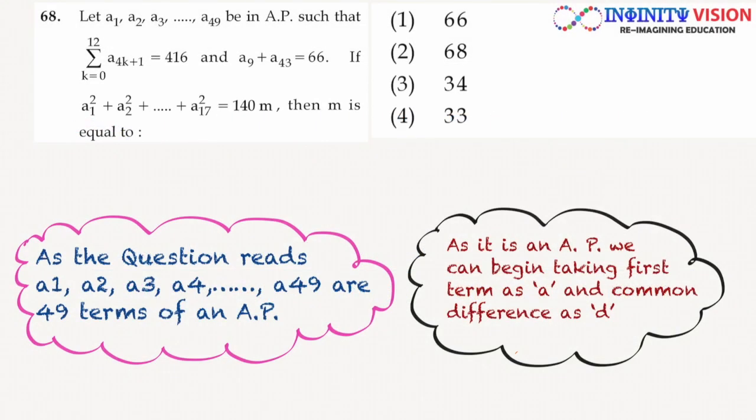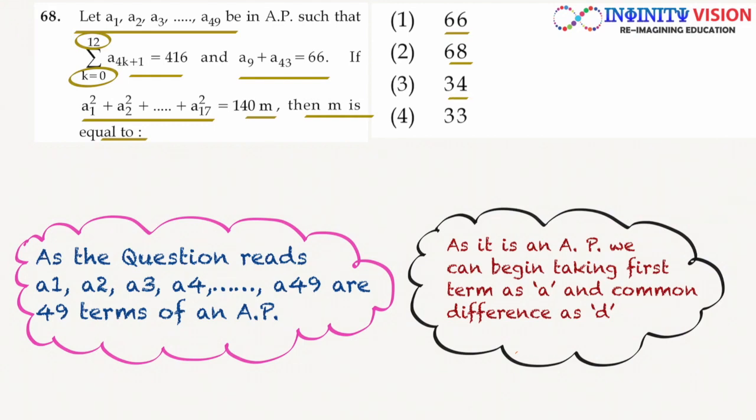Let's read question number 68. Let A1, A2, A3 and so on up to A49 be in AP such that the summation for K from 0 to 12 of A4K plus 1 equals 416 and A9 plus A43 is equal to 66. If A1 square plus A2 square and so on up to A17 square is 140M, then M is equal to, and the options are 66, 68, 34, 33.